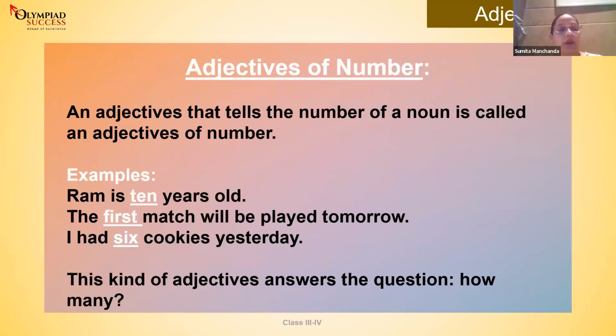Now, adjective of number. Now, when I say adjective of number, now listen, number we say, we go with the question, how many? We go with the question, how many? Okay. Remember this thing. When I say quantity, which question do we use? When I say quantity, how much or how many? What question should be there in your mind?